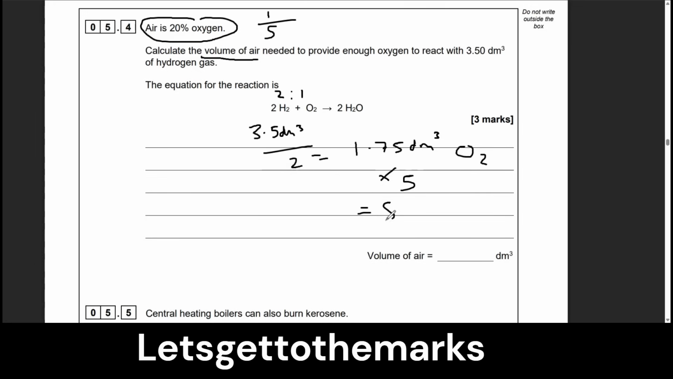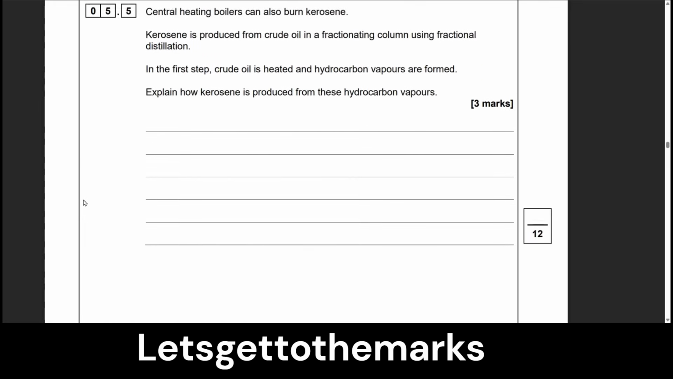So in 8.75 decimeters of air, I'm going to have 1.75 decimeters of oxygen, which can react with that hydrogen. So it's going to be 8.75. Okay, so that should get you 2 marks, and then times by 5 should get you the full 3 marks. Obviously, you're going to need more air than oxygen.